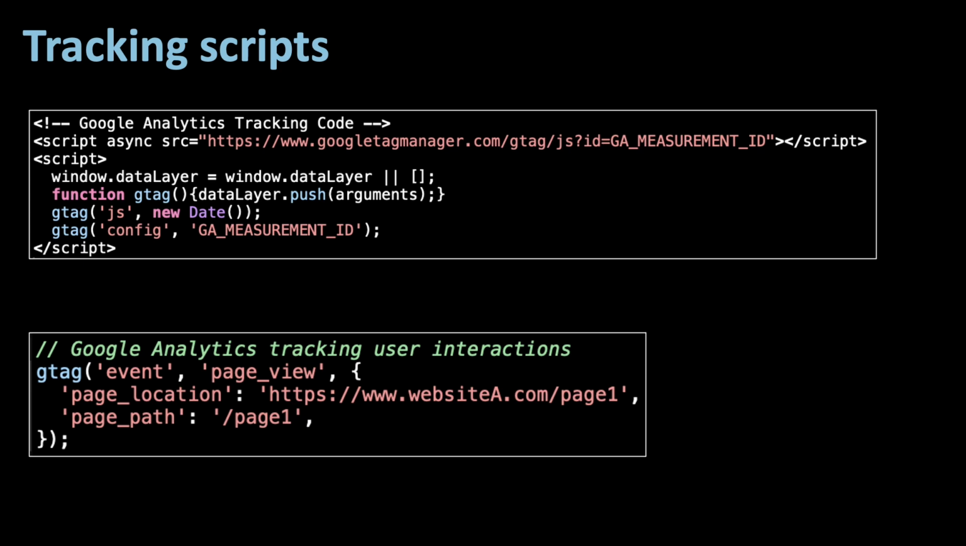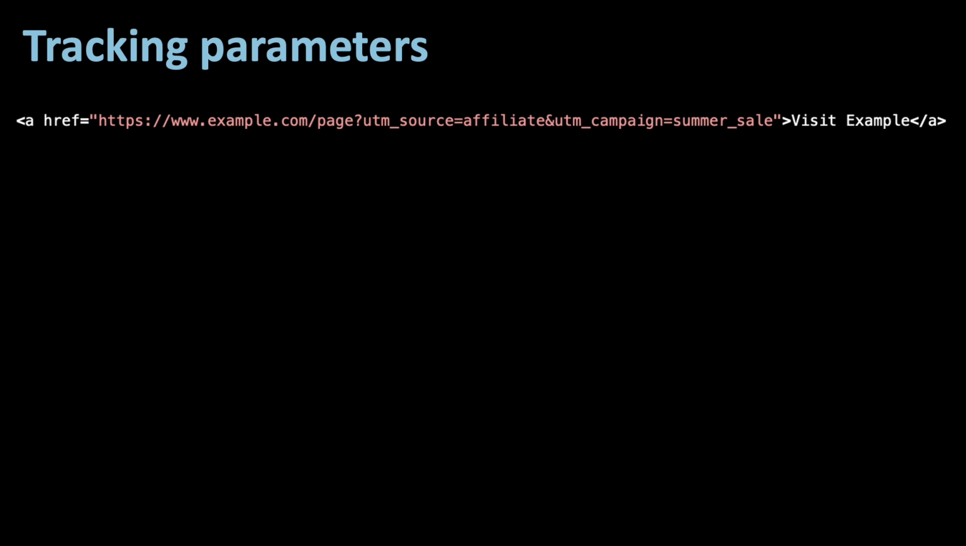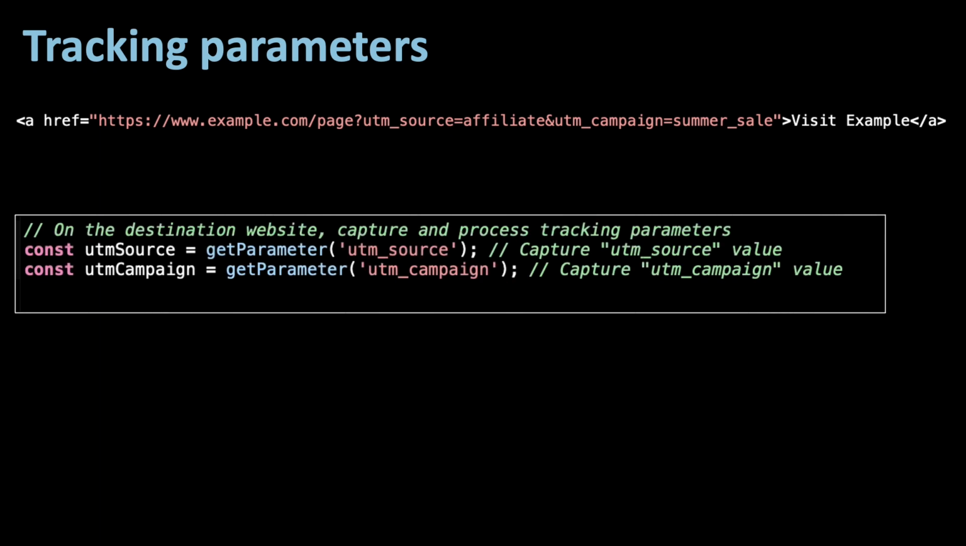Tracking parameters are added to URLs to share information about the user's journey. For example, if a user clicks on a tracked link, the URL includes tracking parameters utm_source and utm_campaign. Data collected via these parameters can be seen here. The destination website captures and processes the tracking parameters to attribute the visit to a specific source or campaign.